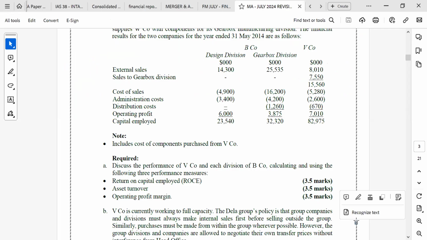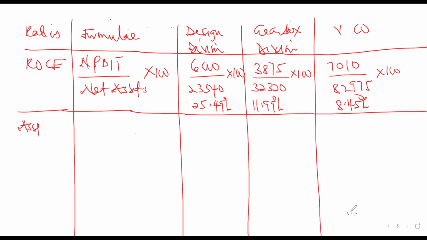Let's go to the next one, asset turnover. How do we calculate asset turnover? Sales over capital employed. So asset turnover will be the revenue divided by the capital employed or the net assets, expressed as a number of times. Whenever we use 1 cedi of our net assets, what is the revenue that they are generating?